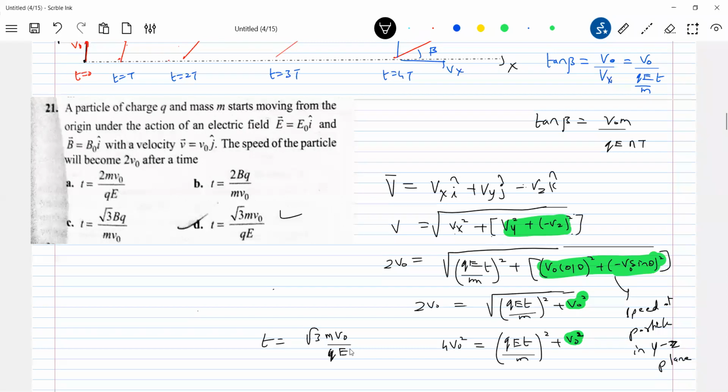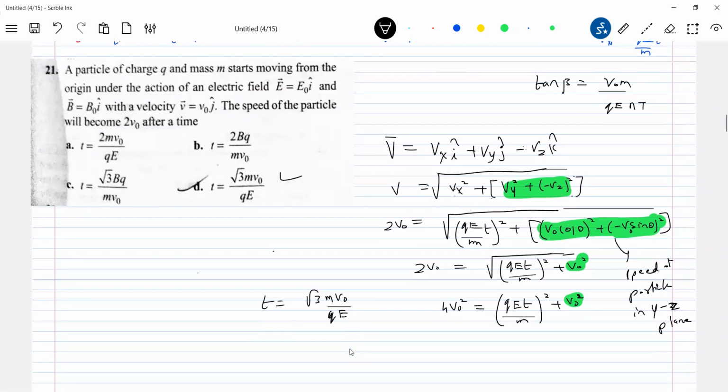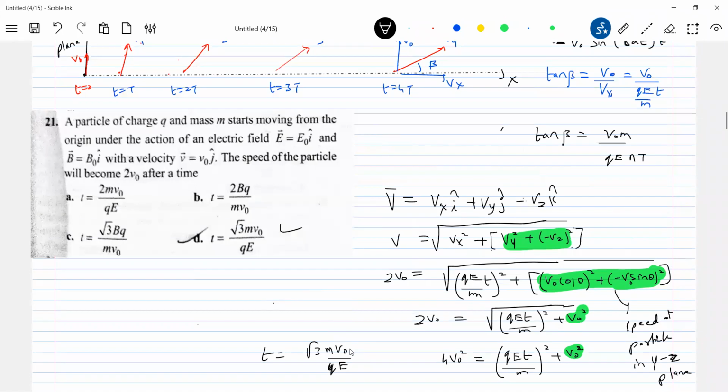Again, any questions can be asked: position vector, velocity vector, time taken for the speed to become some value, because only the x component of speed will increase, no? So that condition is what you have to apply here. So this tan beta is very important. Such things, in objective questions, you have to be very careful.